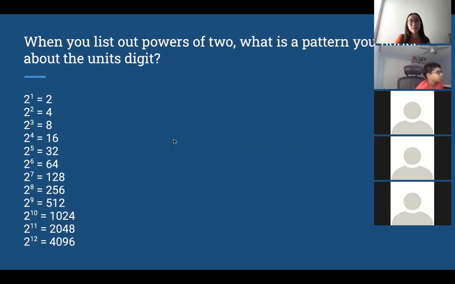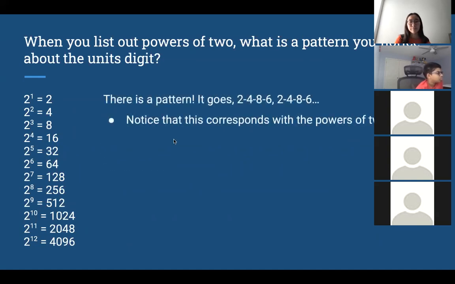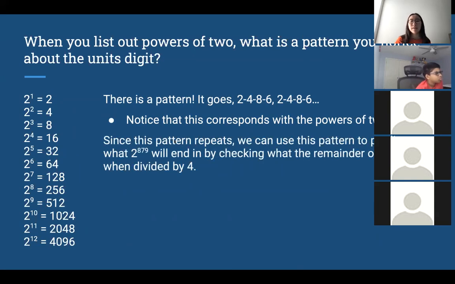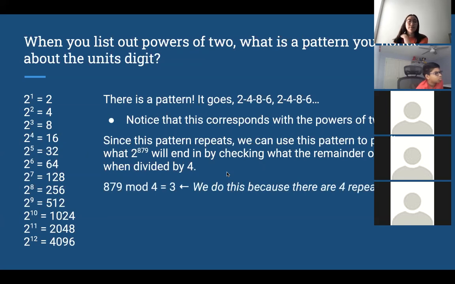And so, yeah, the pattern 2486. And since this pattern repeats, let's say a question is asking us for the units digit of 2 to the 879th power. Well, obviously, you can't really do that by hand, but you can easily solve it using modular arithmetic. So we do 879 mod 4, and that gives us 3. And we do 4 because there's 4 numbers in our pattern, 2, 4, 8, and 6, okay? So that's always the number of numbers in the pattern. And 3 tells us where in the pattern it falls.